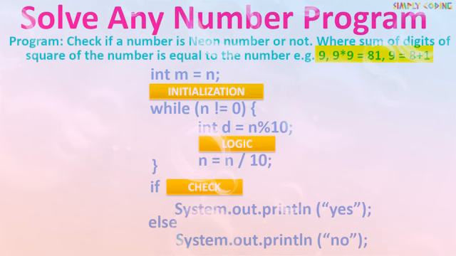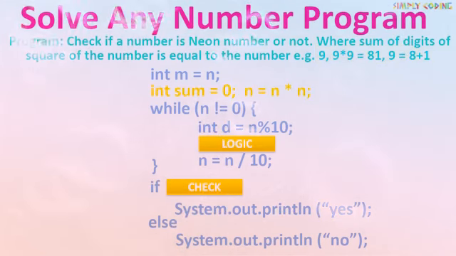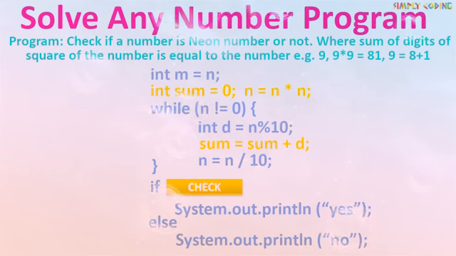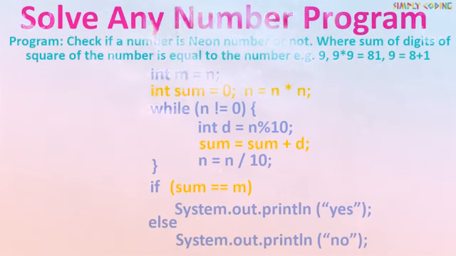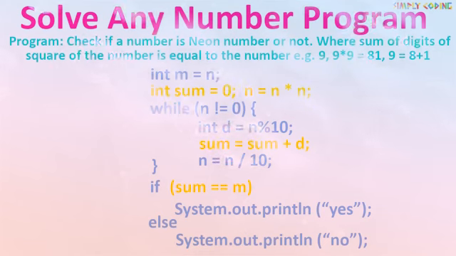So first in initialization, you will initialize sum to 0. Then you will set n is equal to n multiplied by n, which is its square. In logic section, you will find sum of digits which is asked in the question. Then in check section, you will compare if sum is equal to the original number which is stored in the copy m. This gives you neon number program.